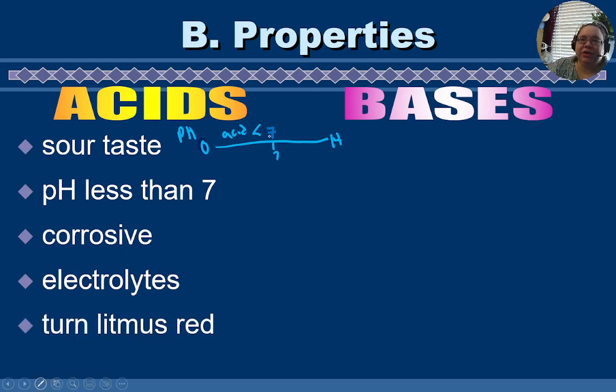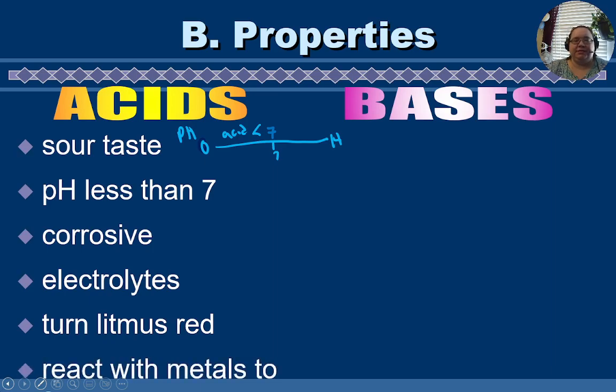And like I said earlier, acids are going to turn your litmus paper red. Bases tend to be bitter. One last thing, acids will react with metals to produce a gas. Most acids will react with metals to make a gas. I don't know why it's not on the screen, but that's okay.